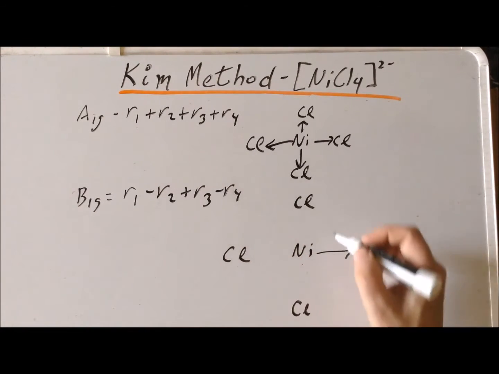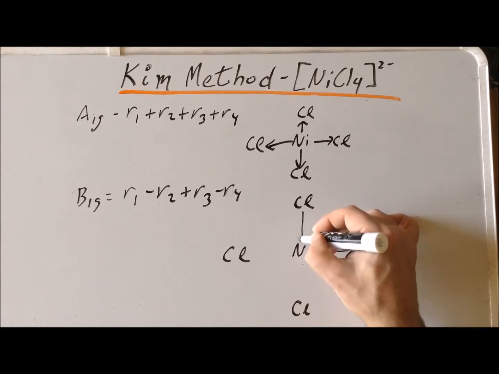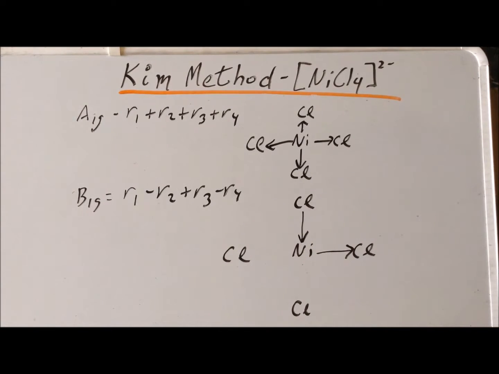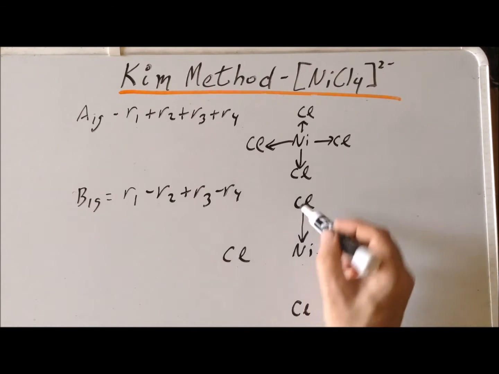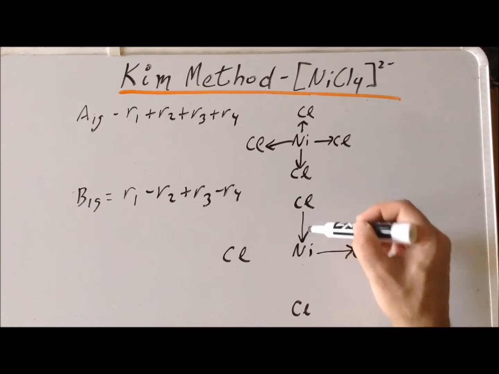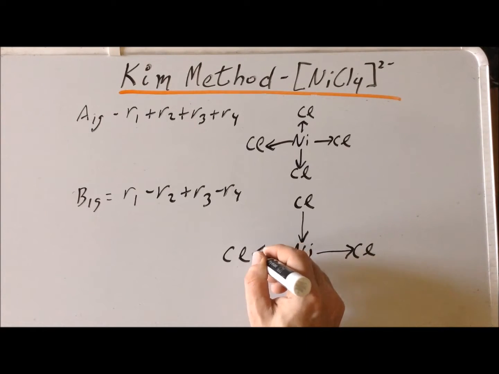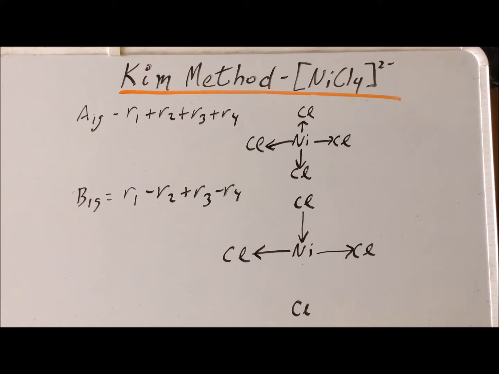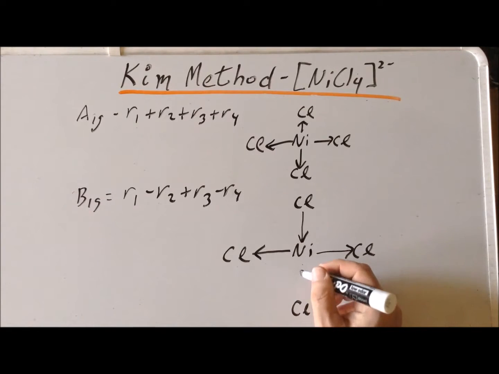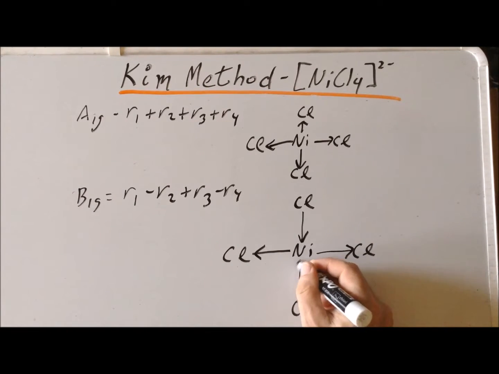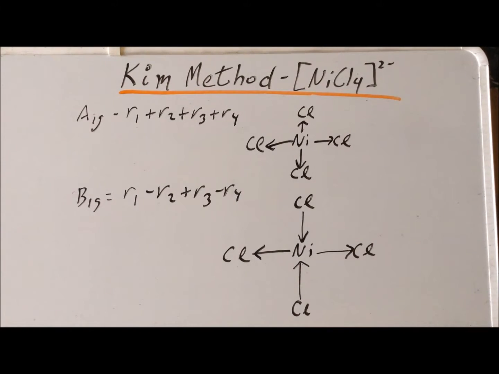Now we have minus R2, so we often do this and show the vector going back towards nickel. This is as this bond gets bigger, this bond gets smaller. R3 gets larger, so we show a directed arrow from nickel to chlorine, and then R4 gets smaller, so we show the arrow going from chlorine to nickel.